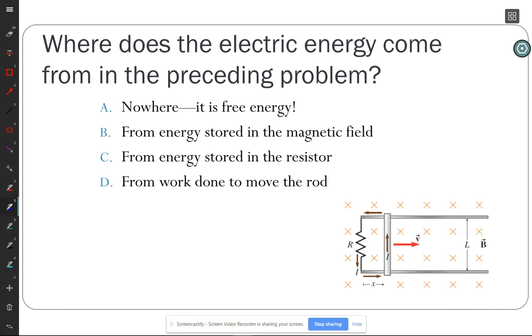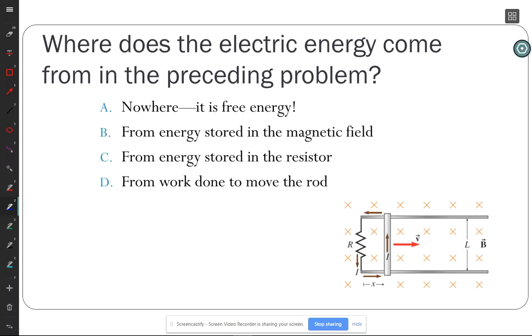Where does the electric energy come from to produce the current that is then dissipated? The energy is dissipated in the resistor. Where does that energy come from? It's not a question we cover, but it's an important conceptual idea. The first law of thermodynamics: we can't create or destroy energy. It's got to come from somewhere, and it's indeed the work done to move the rod.